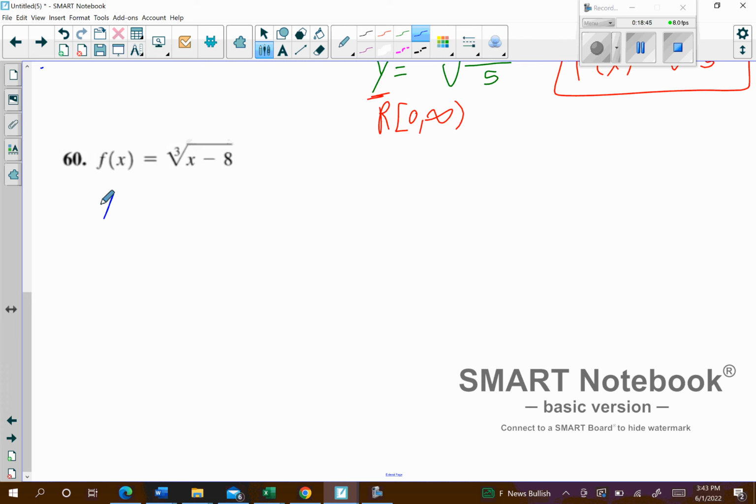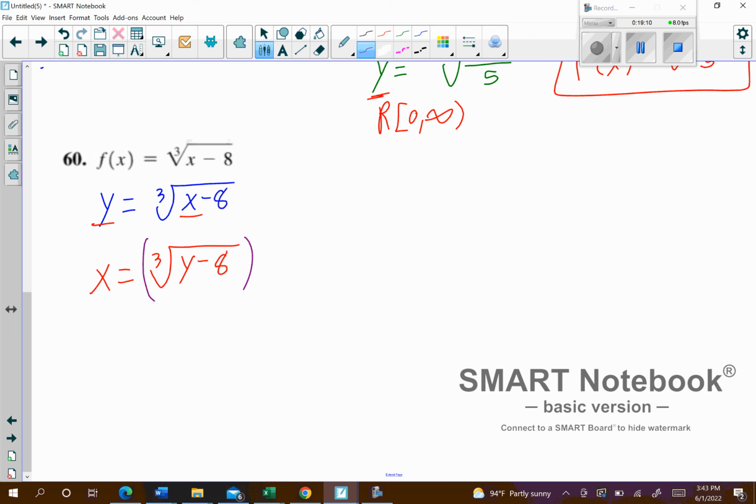Okay, so we'll follow our directions. So y equals the cube root of x minus 8. Then we're going to replace y with x and x with y. And then we got to go ahead and solve for y. Well, currently my y value is trapped under a cube root. So the inverse of the cube root would be to raise to a power of 3. And so that's what we'll do here.